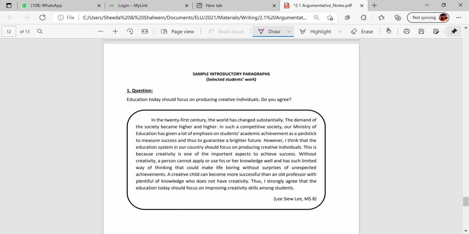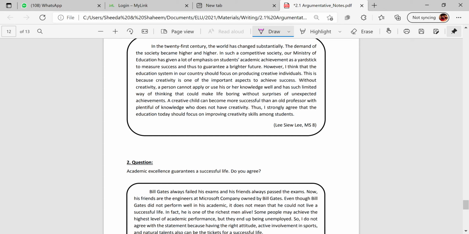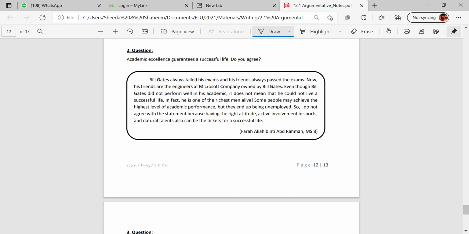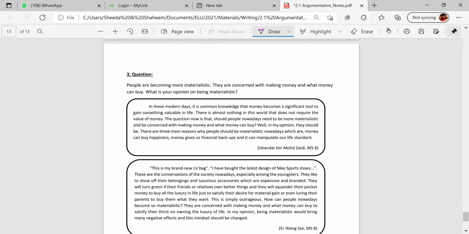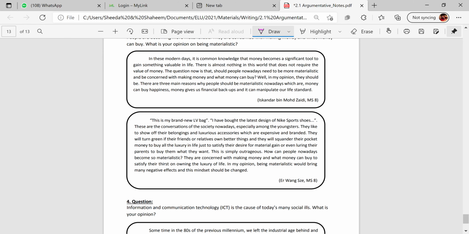So these are the sample past year model exam questions which the previous students have done. Education today should focus on producing creative individuals. Do you agree? Academic excellence guarantees a successful life. Do you agree? So these are selected students' essays, which you can refer to and read, so that hopefully it can guide you, and hopefully it can make you see that you do not have to write a long introductory paragraph in order to impress the examiner. No, just write short and sweet as long as it serves its purpose, which is introducing the topic.